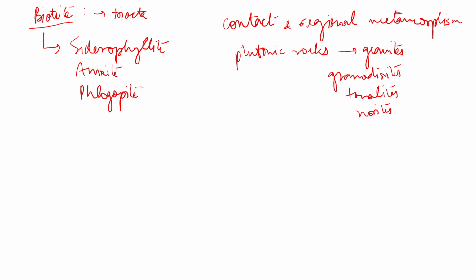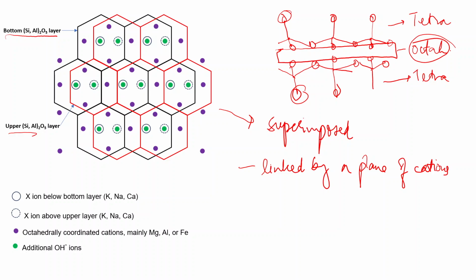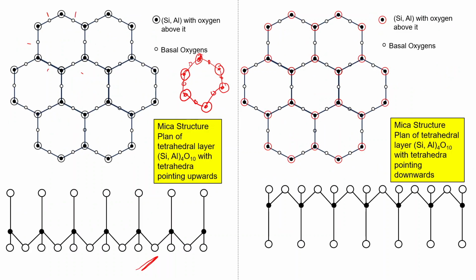So these are the various properties and differences between biotite and muscovite. But most importantly, what you need to take away from this lecture is the structure of mica. So to start with, if a question is asked, discuss in detail the structure and paragenesis of the mica group of minerals, first of all you have to start with the structure.